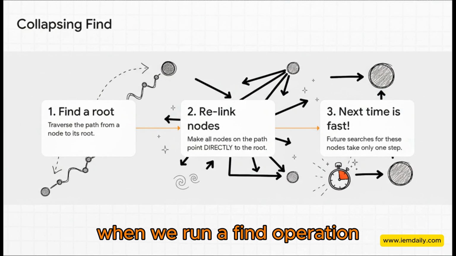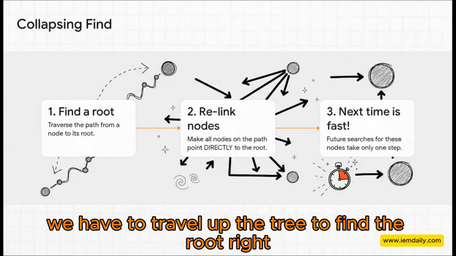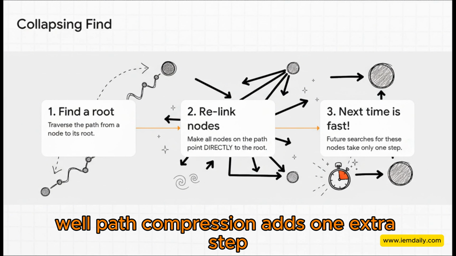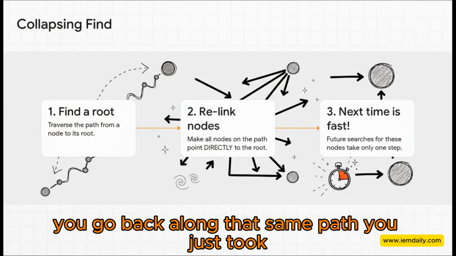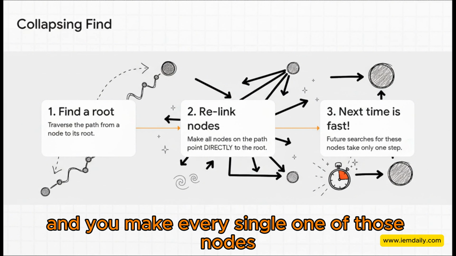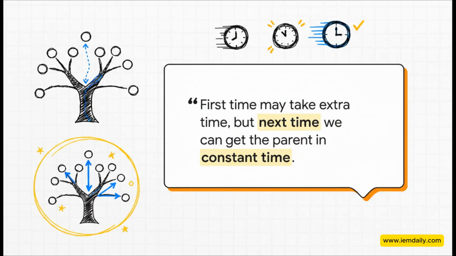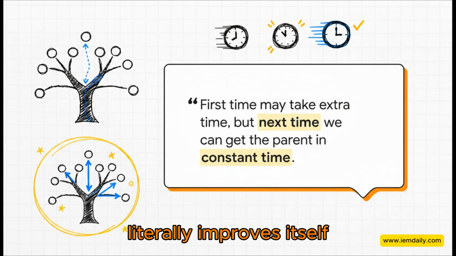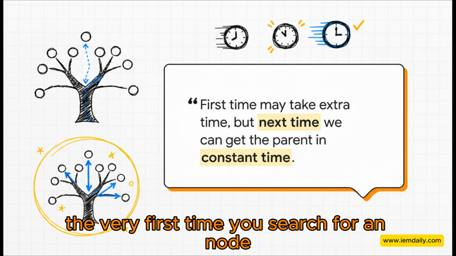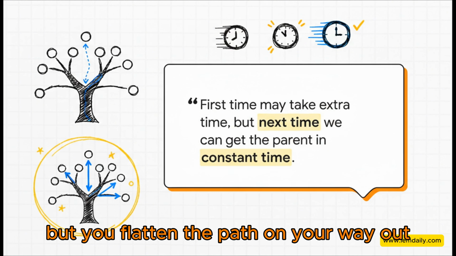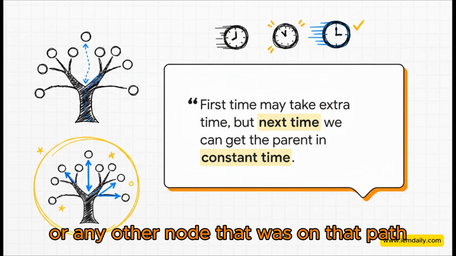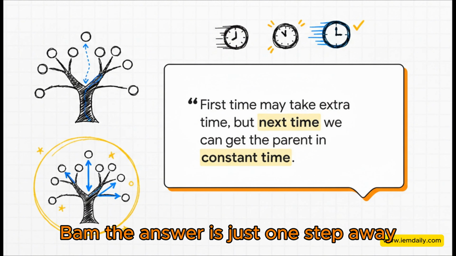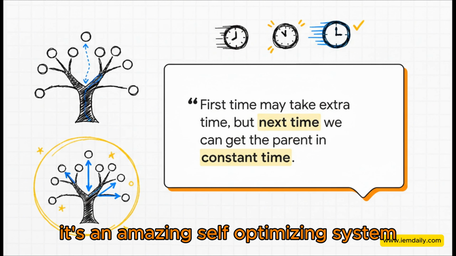When we run a find operation, we have to travel up the tree to find the root, right? Well, path compression adds one extra step. After you find the root, you go back along that same path you just took, and you make every single one of those nodes point directly to the root. What this means is that the data structure literally improves itself every time you use it. The very first time you search for a node might take a few hops, but you flatten the path on your way out. So the next time you search for that node, or any other node that was on that path, bam, the answer is just one step away. It's an amazing self-optimizing system.